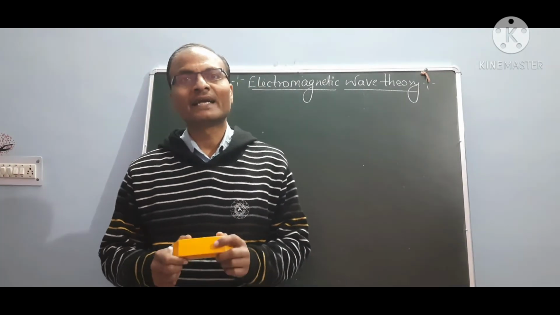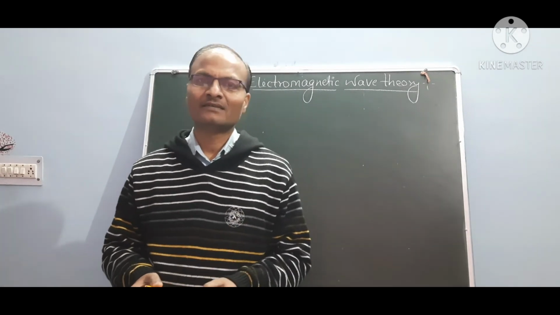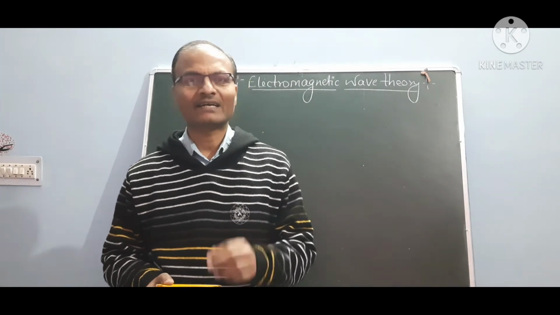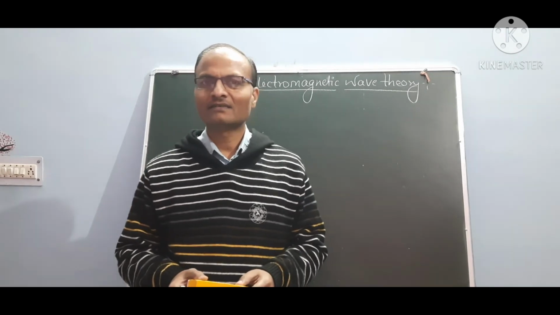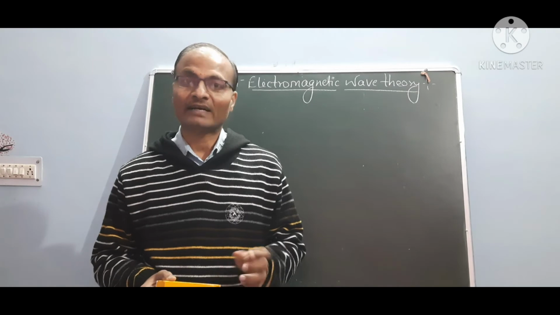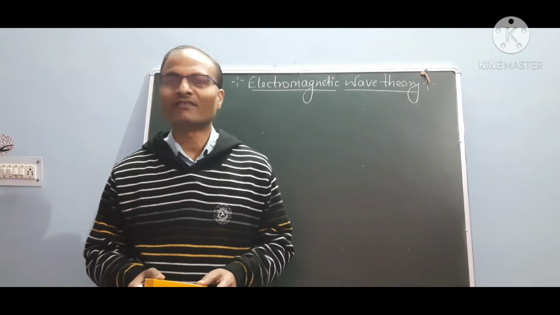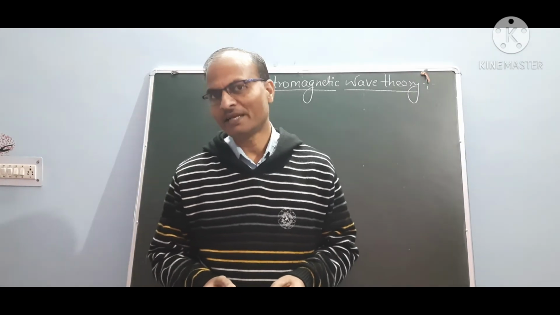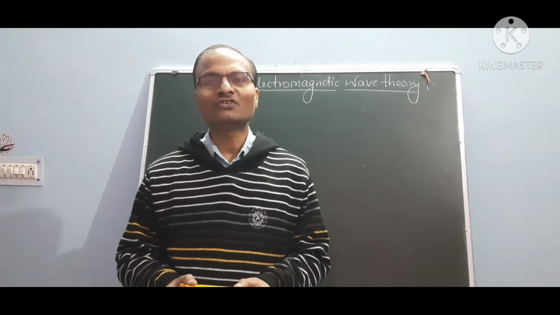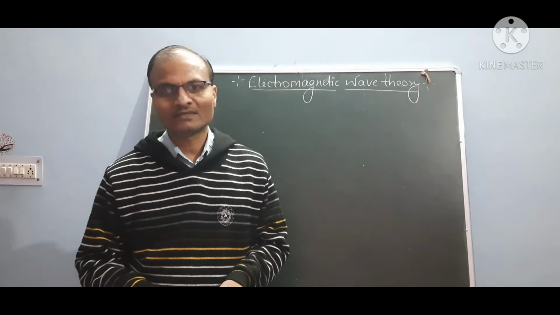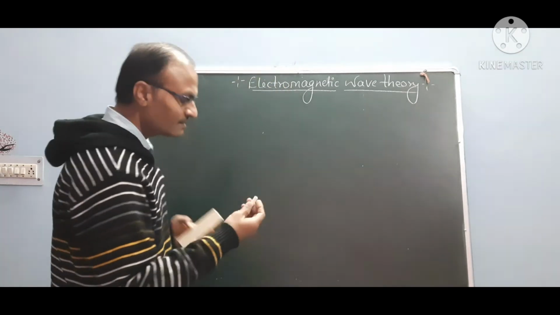Now, I introduce gradient. First, what is gradient? There are two types of quantity. First one is scalar and second one is vector. What is scalar quantity? Which defines only magnitude, and vector quantity which defines magnitude and direction. So, first I explain gradient. In scalar, the maximum rate of change of scalar function in space is known as gradient.